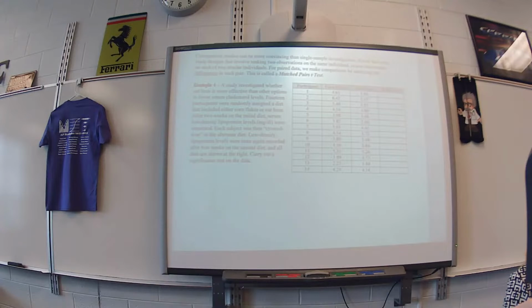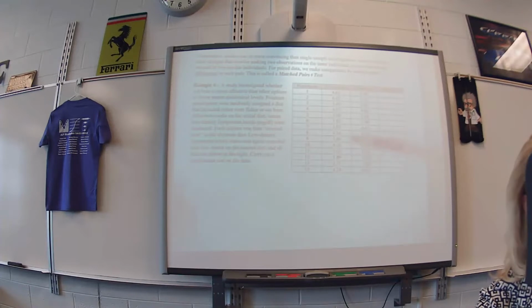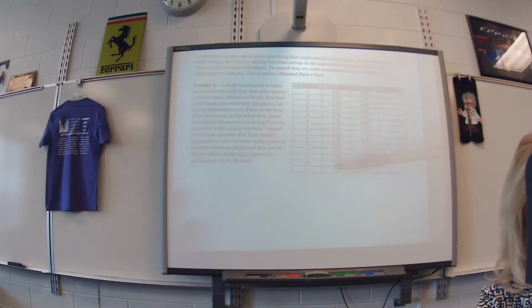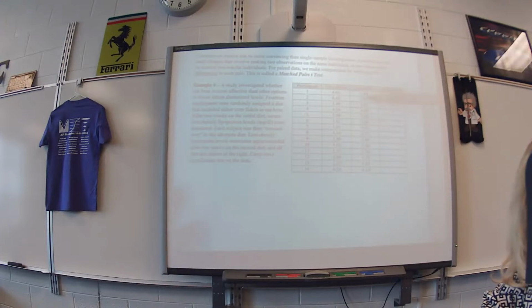At some point, they're going to measure cholesterol and then switch diets. And then we're going to measure their cholesterol levels again. So that's what these are. These are the measurements of their cholesterol levels when they were eating cornflakes. This was cholesterol when they were eating oat bran.